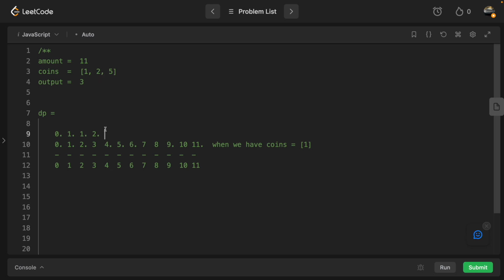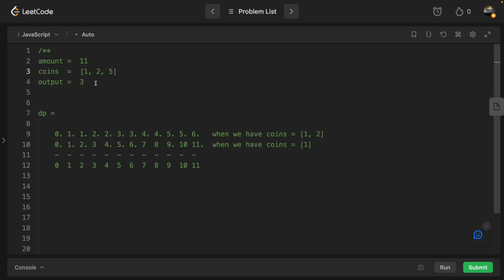What about 4? We can simply take 2 of the 2 coin. For 5, we're going to take 2 of the 2 coin and 1 of the 1 coin, so it's going to be 3. What about 6? Here, we can take 3 of the 2 coin. It's going to be 3. 7 is going to be 4, 8 is going to be 4, 9 is going to be 5, 10 is going to be 5, and 11 is going to be 6. This is when we have coin equal 1 and 2.